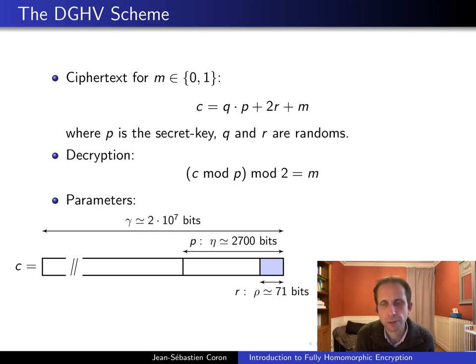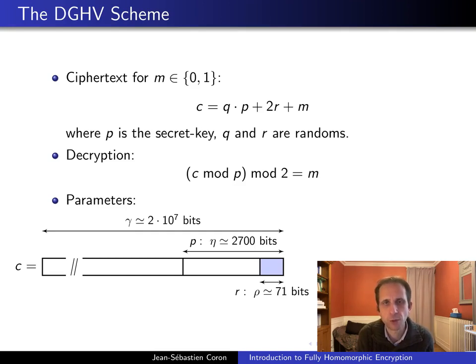We see that these two random values, q and r, are fresh for every new ciphertext: we must generate new random values for every ciphertext. These two random values are necessary because, of course, if we don't have q, then we don't have an encryption scheme. If we don't have the term q times p, we can simply read the message m as the least significant bit.